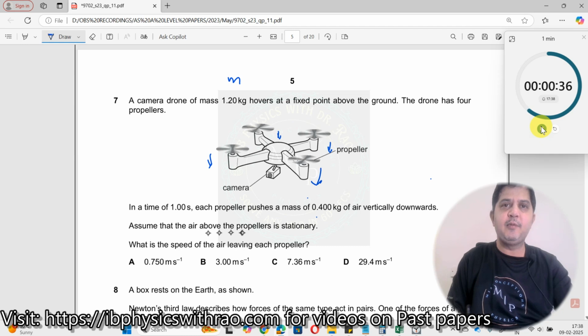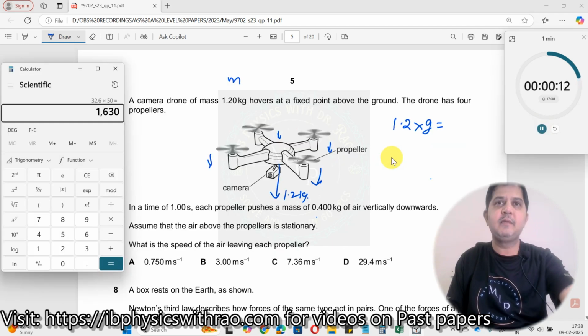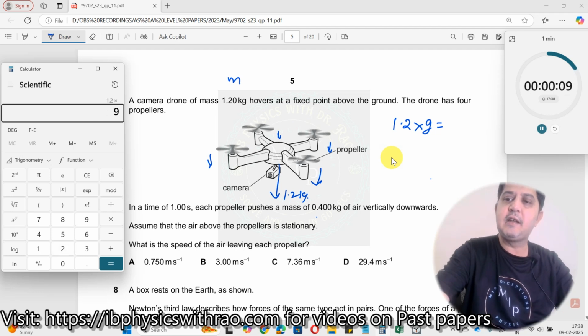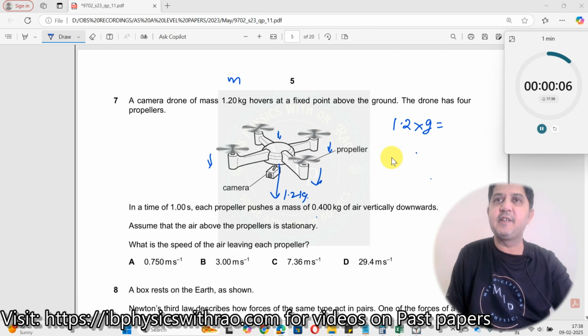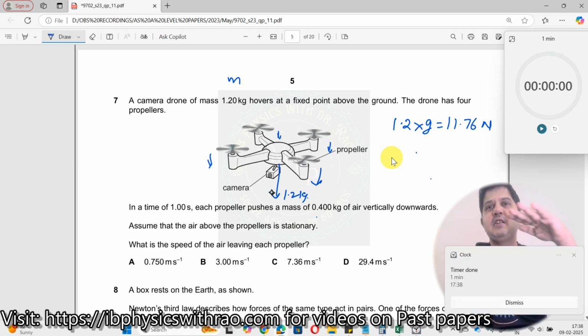Assuming that the air above the propeller is stationary, what is the speed of the air leaving each propeller? Now what's happening is that the mass of this complete drone along with the camera weighs around 1.2 kg. Definitely gravity will try to pull it down. What is the force at which gravity pulls it down? It should be 1.2 multiplied by g. Let us calculate this. It will be 1.2 times 9.8, which is 11.76 Newton.